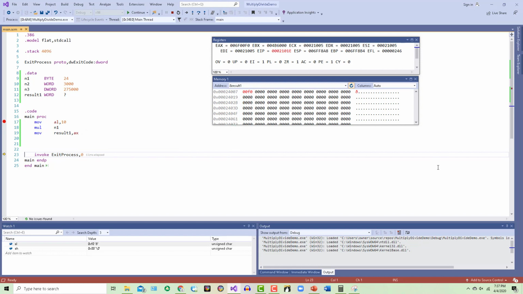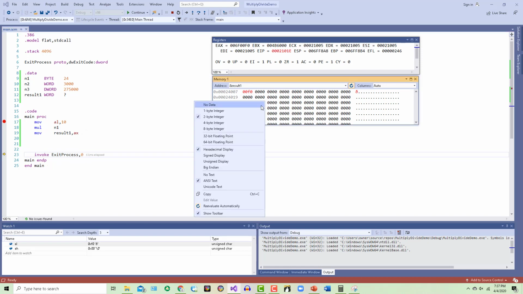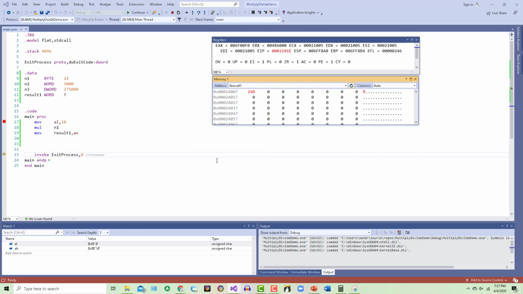We can make memory 1 look more presentable like this. Yeah, now it's in decimal. Unlike add and subtract, the multiply instruction is ripe for errors. Take a look at this.